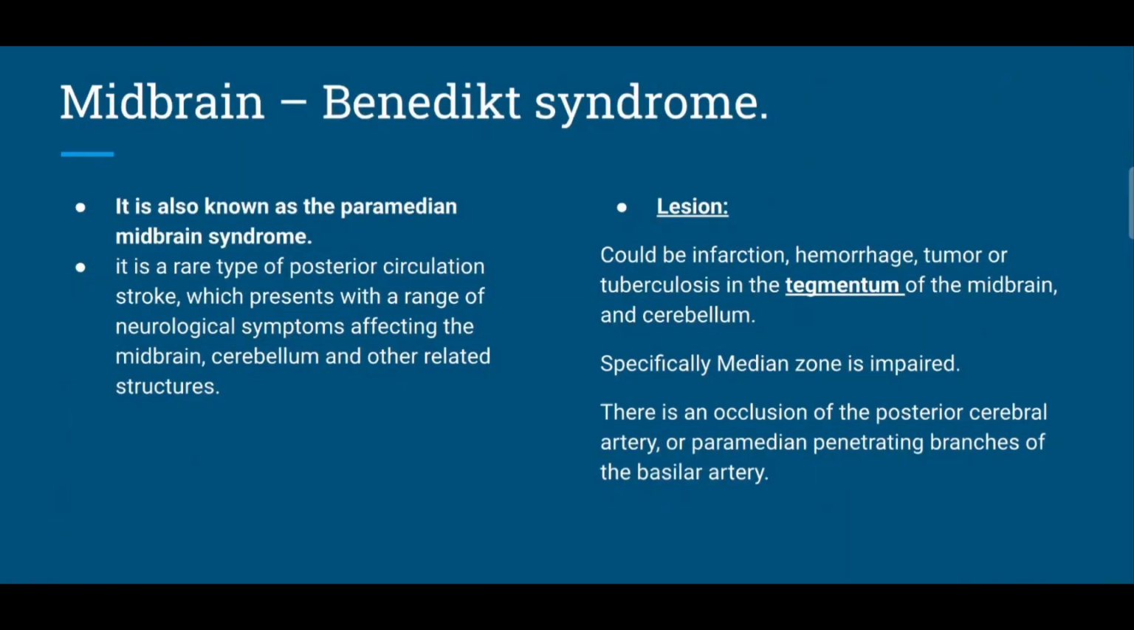Let's shift gears to the paramedian midbrain syndrome, also called a rare posterior circulation stroke and a gem for USMLE Step 1. This syndrome lights up the midbrain and cerebellum with a mix of neurological symptoms that scream, localize the lesion, a classic exam challenge. So what's the deal? It's triggered by issues in the tegmentum of the midbrain and cerebellum, specifically the median zone. The lesion could be an infarction, hemorrhage, tumor, or even tuberculosis. Variety keeps it interesting, right?